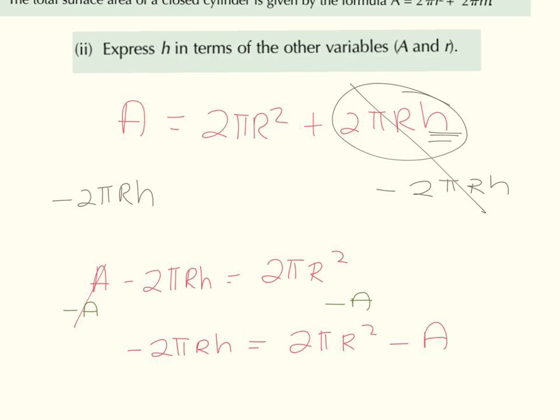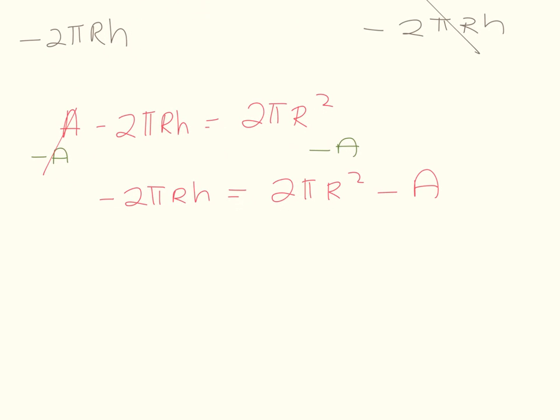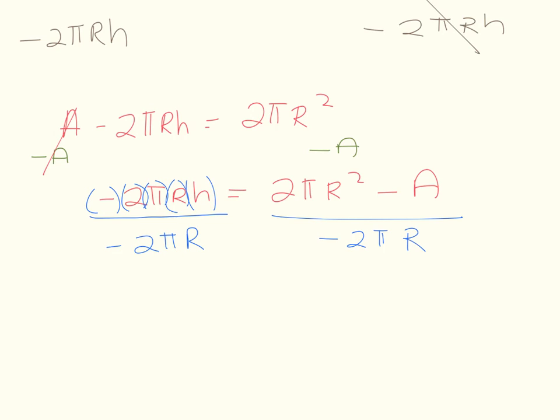Okay, and again we are looking to get the h on its own. So what we essentially have is a minus multiplied by a 2, multiplied by a pi, multiplied by an r, multiplied by an h. And we just want the h there. But all of this is multiplied by it, so I can get rid of it by dividing by minus 2 pi r. If I divide all of that side by minus 2 pi r, I must also divide all of this side by minus 2 pi r.